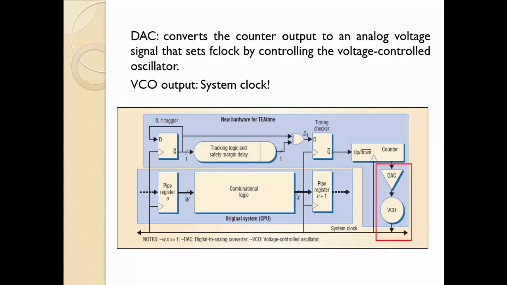The digital to analog converter converts the counter output to an analog voltage signal. This signal sets the clock frequency by controlling the voltage-controlled oscillator, and the VCO output finally becomes the system clock.